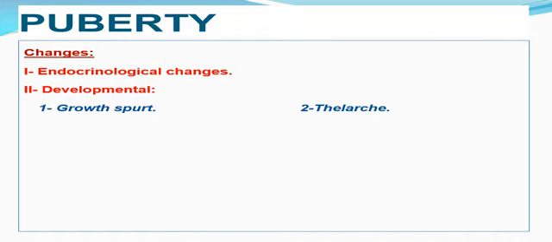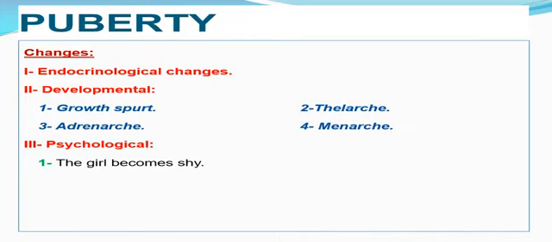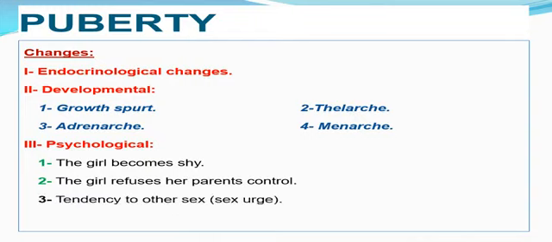Developmental changes like growth spurt as an effect of estrogen and other growth hormones. Thelarche, which means breast development. Adrenarche, due to axillary hair and pubic hair development. And menarche, which means first spontaneous menstruation. Lastly, at the end of this stage, the girl has some psychological changes like shyness, refusing parents' control, and tendency toward the other sex, or what is called sexual urge.